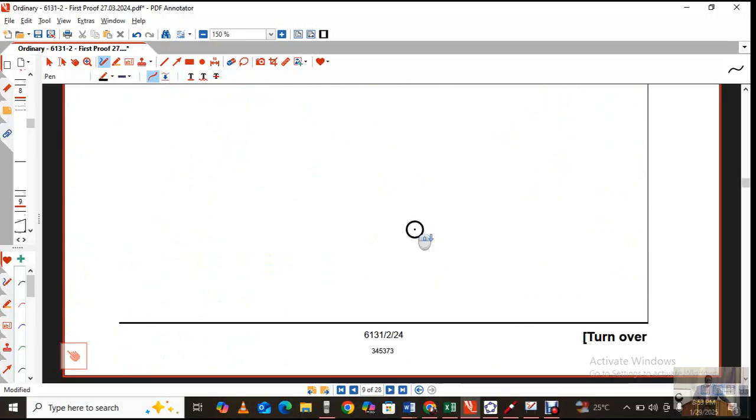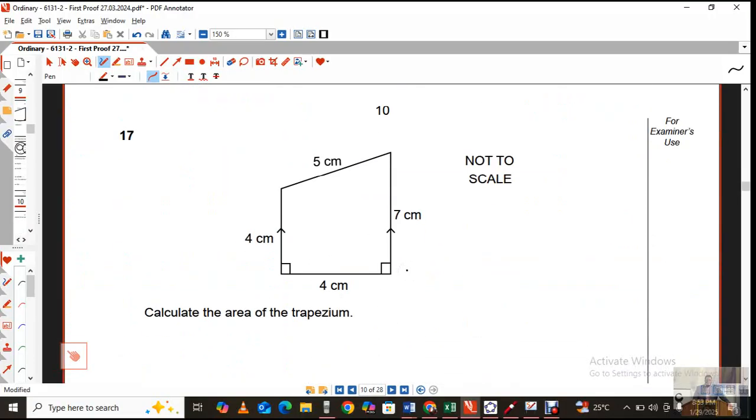Okay, let's go to the next question. Question 17. You are given a trapezium and you were supposed to calculate the area of a trapezium. So you now need knowledge. You need to know how to calculate the area of a trapezium. The formula is something that comes from the lower grades that you should know.